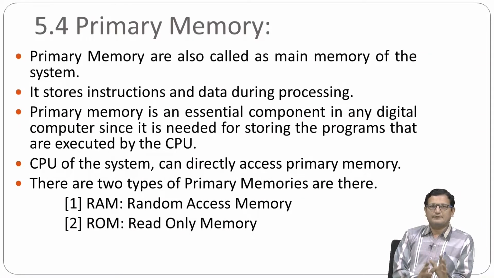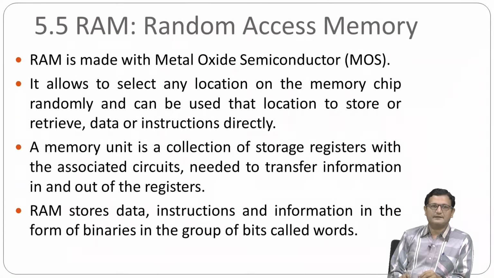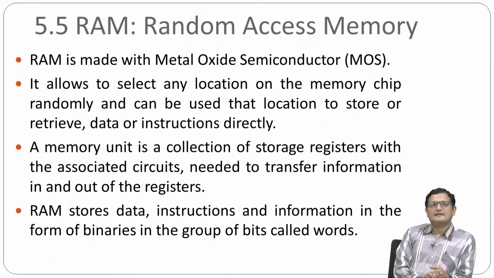So, obviously the CPU can directly access the random access memory, but the CPU can never access a hard disk directly. Now, there are two types of primary memories: RAM, which is called random access memory, and second is ROM, which is called read only memory. Now, we will see what is actually RAM.